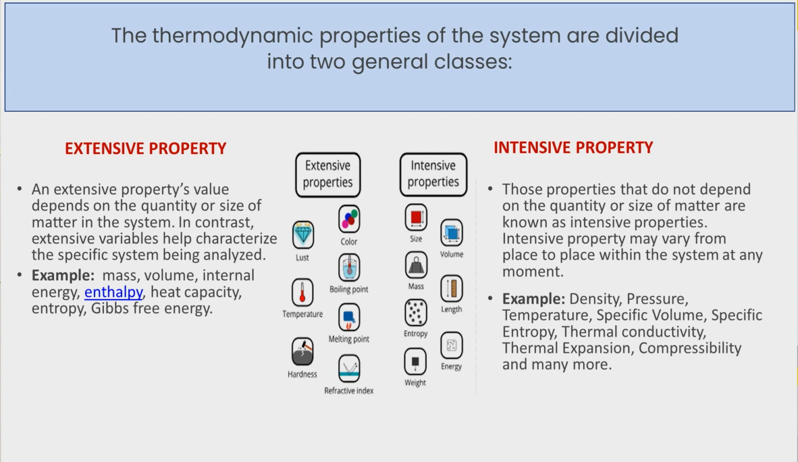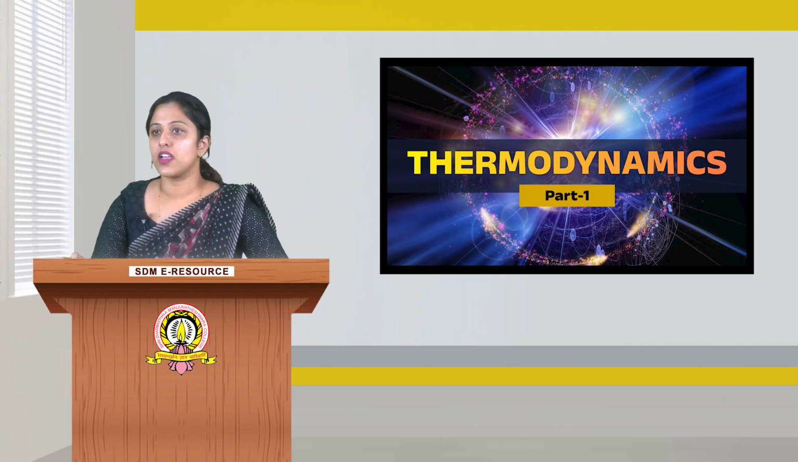Now when it comes to intensive properties, those properties that do not depend on the quantity or size of matter are known as intensive properties. So intensive properties may vary from place to place within the system at any moment. Examples are density, pressure, temperature, specific volume, etc.